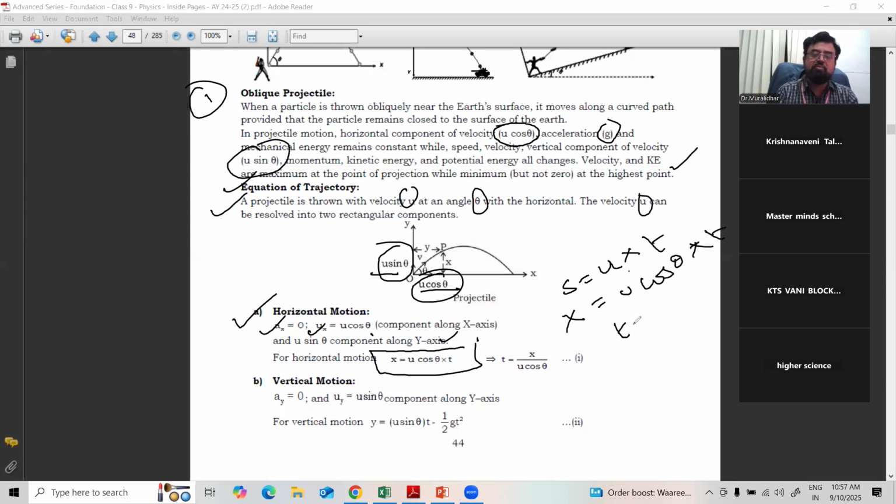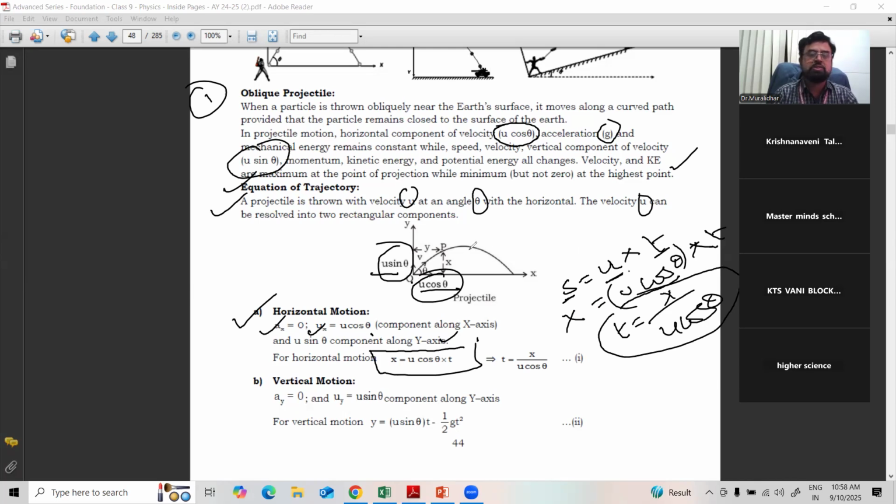From this, what is time? Time is equal to x by u cos theta. What is x here? Horizontal distance. When a body is projected from 0, the horizontal distance is on the x-axis. Horizontal distance is given by the velocity into time formula. Distance is equal to velocity, which is the horizontal component of velocity, u cos theta, into time t. From this you can get the formula for the time.